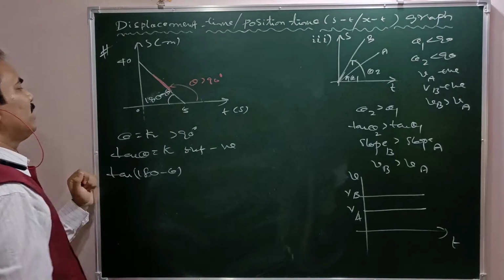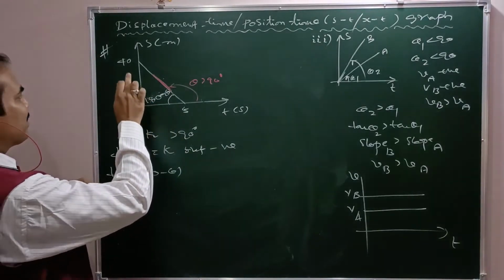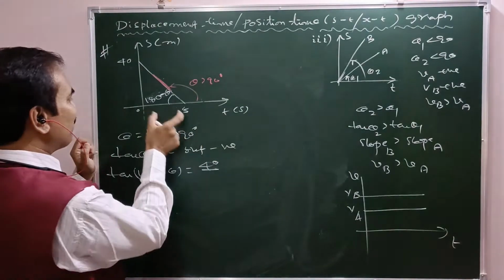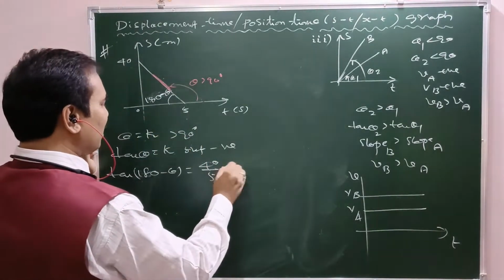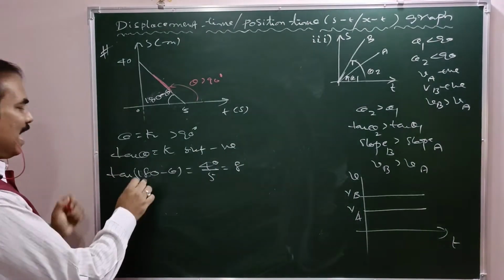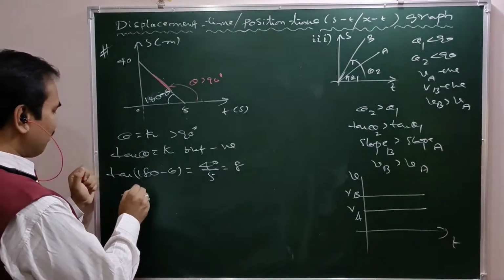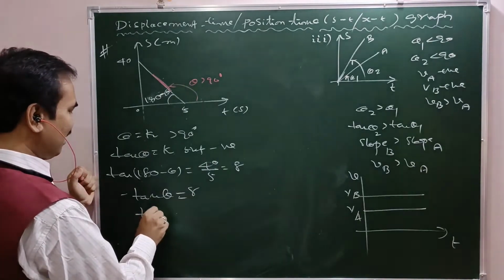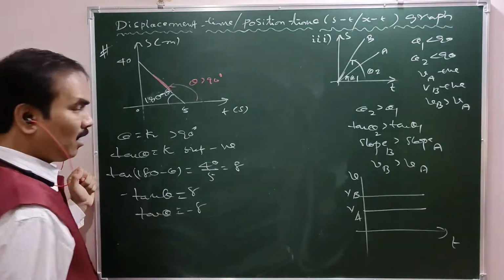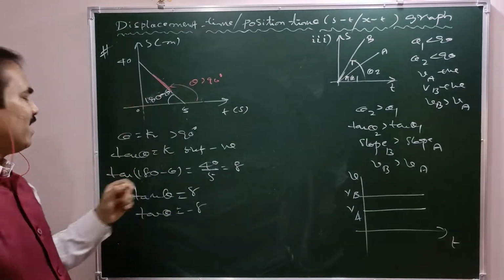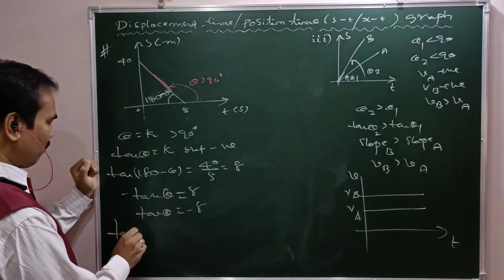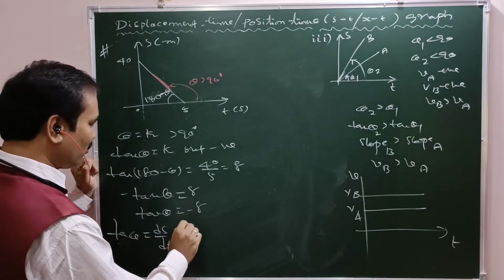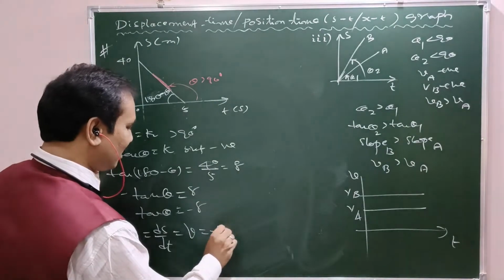180 minus theta, right? So tan of 180 minus theta, opposite side means 40 by adjacent side means 5. That is 8, alright? Tan 180 minus theta means minus tan theta, minus tan theta equal to 8. So tan theta equal to minus 8. What is tan theta here? ds by dt.